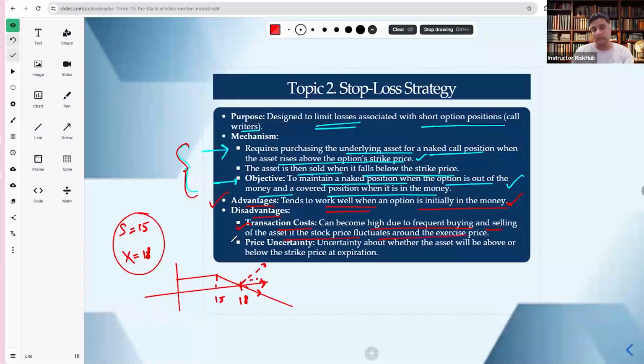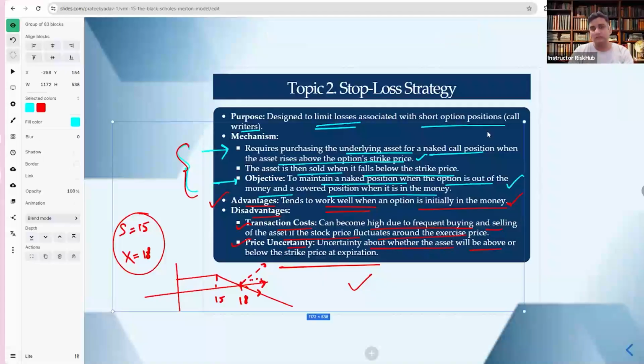On the expiry date, there is price uncertainty about whether the asset will be above or below the strike price at expiration. You don't know, right? What will happen? So this causes a dilemma kind of thing, right? So that's the problem, right?